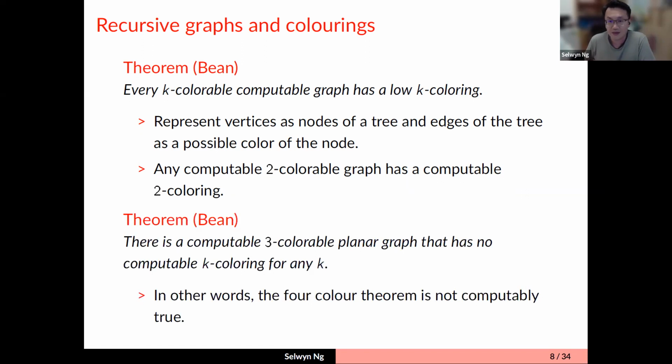However, Bean then showed that there is a computable three colorable planar graph. This is important, such that the graph has no computable k coloring for any k. So immediately from this, we know that the four color theorem is not computably true. In fact, the k color theorem is not computably true for any k.